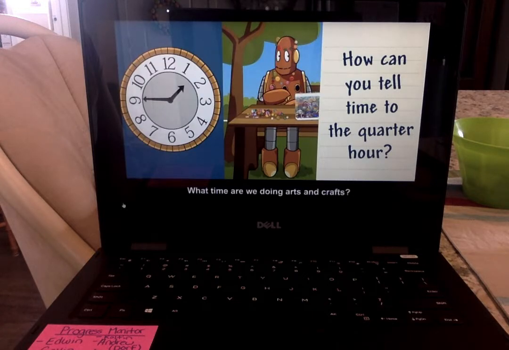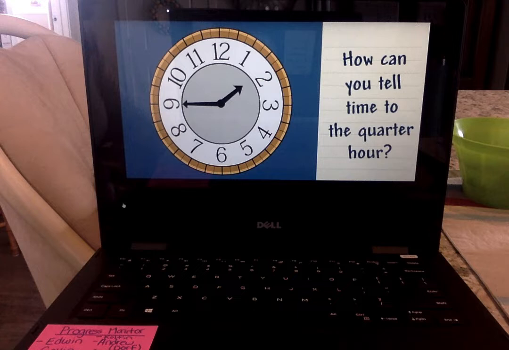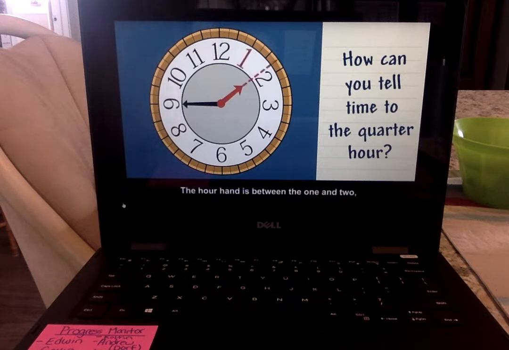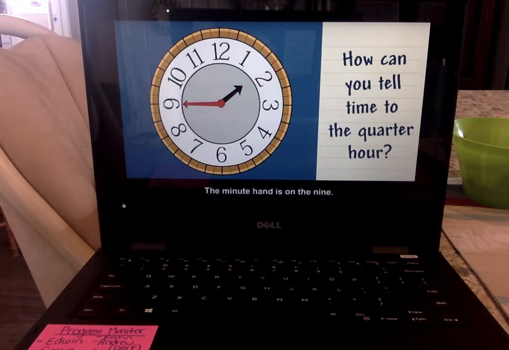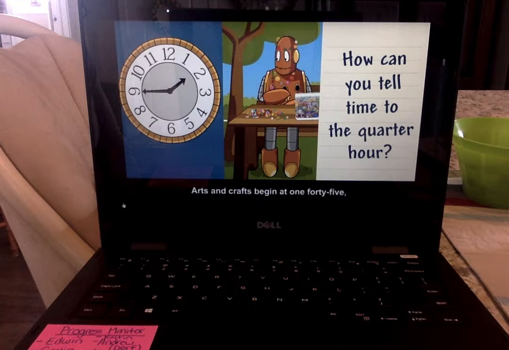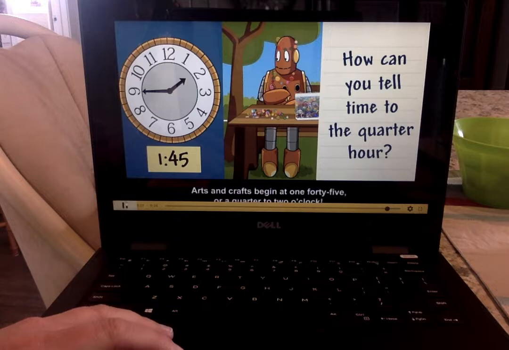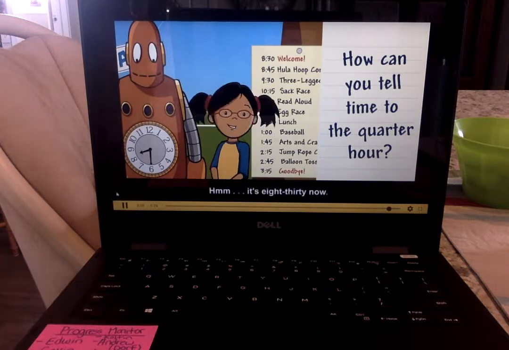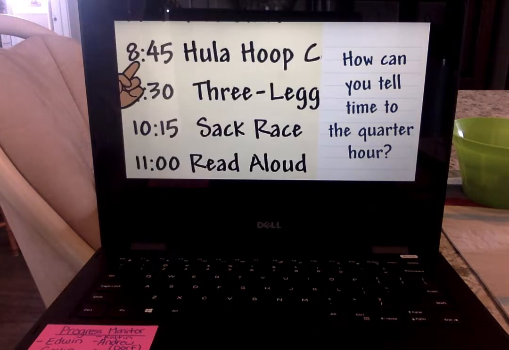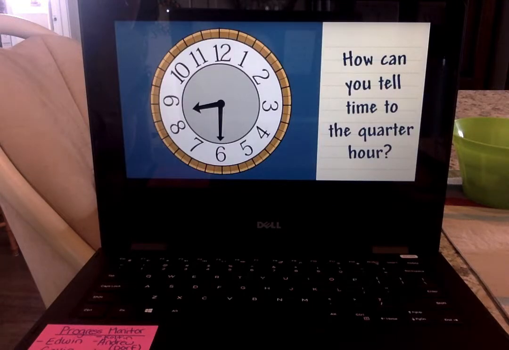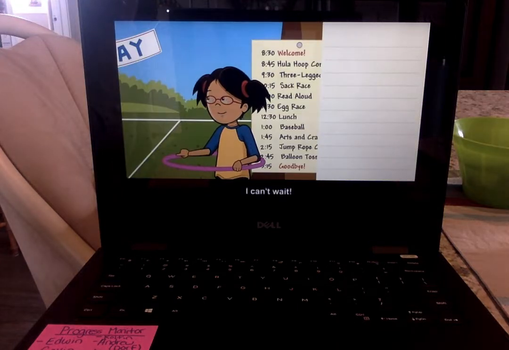What time are we doing arts and crafts? The hour hand is between the 1 and 2, but it's closer to the 2. The minute hand is on the 9. Arts and crafts begin at 1:45, or a quarter to 2 o'clock. It's 8:30 now. The hula hoop contest starts at 8:45. That's 15 minutes from now. I can't wait.